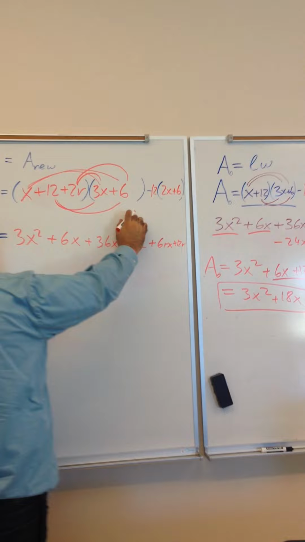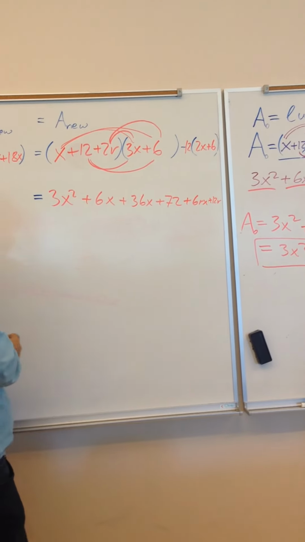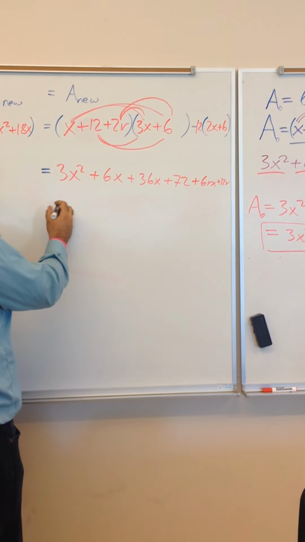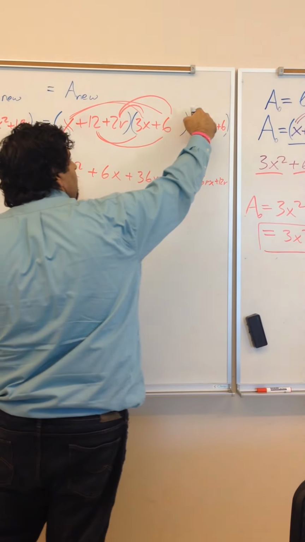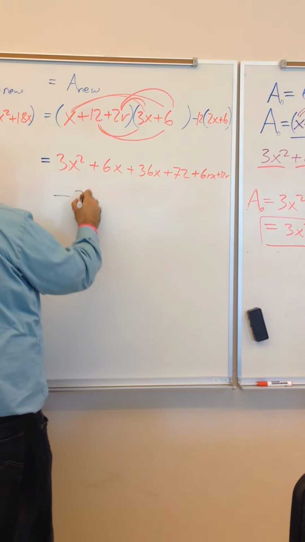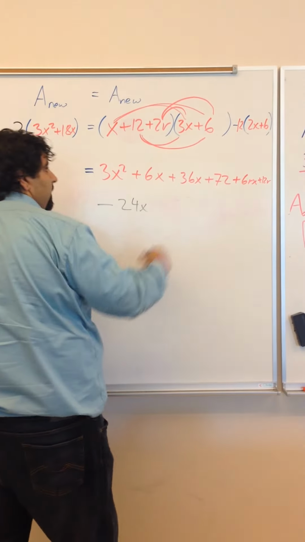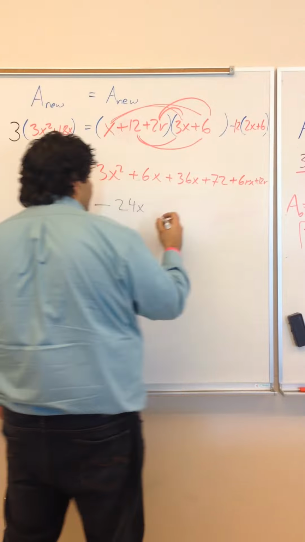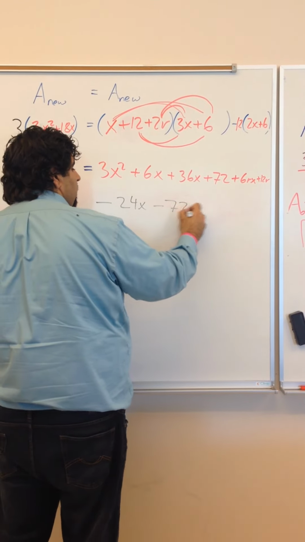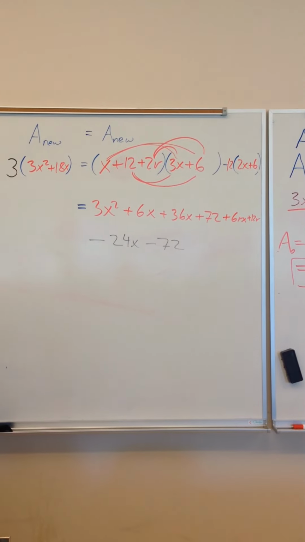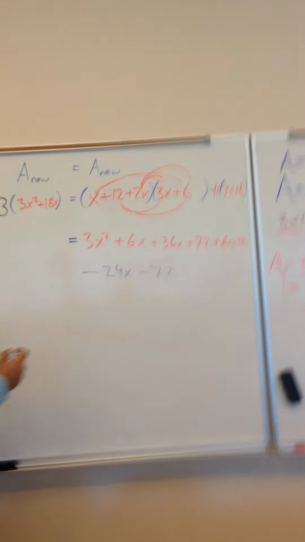That's this part alone. We want to subtract from here. We want to subtract 24x, because negative 12 times 2x is 24x, and we want to subtract 72, because 12 times 6 is 72. Negative 12 times 6 is negative 72. So you combine like terms.